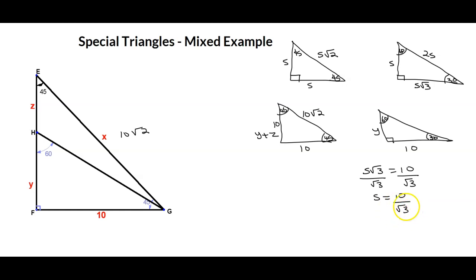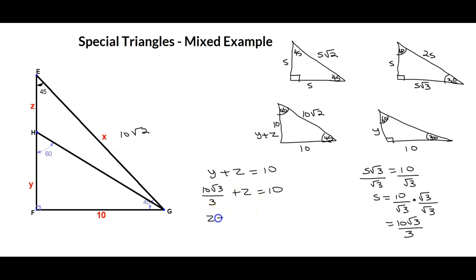Now we need to rationalize this radical. So we're going to multiply numerator and denominator by square root of 3, and we're going to get 10 square root of 3 divided by 3. So now we know that y plus z is equal to 10. So we need to find z, and we know what y is. y is 10 square root of 3 divided by 3, plus z equal to 10.